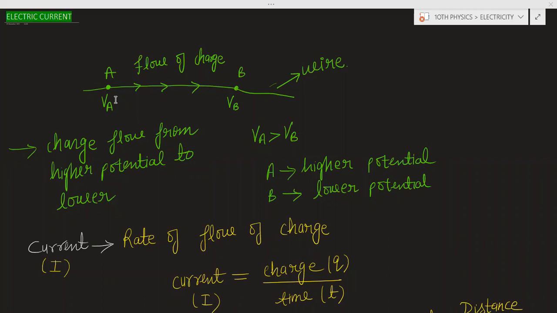Now for maintaining the potential difference, a cell or a battery is used. A cell or a battery is used to maintain the potential difference between the two points in the wire. Due to that, the current flows continuously and the device will work continuously.